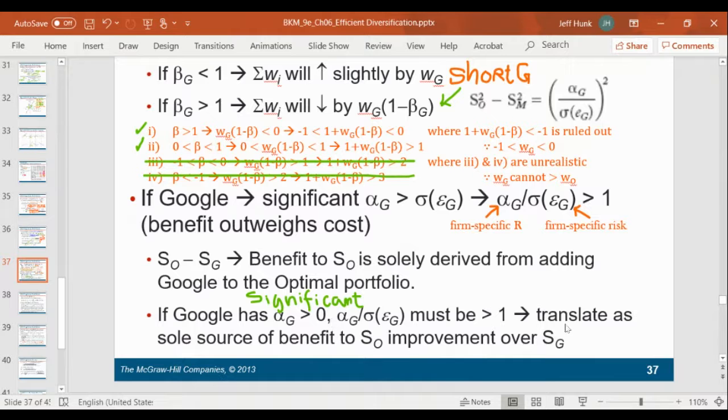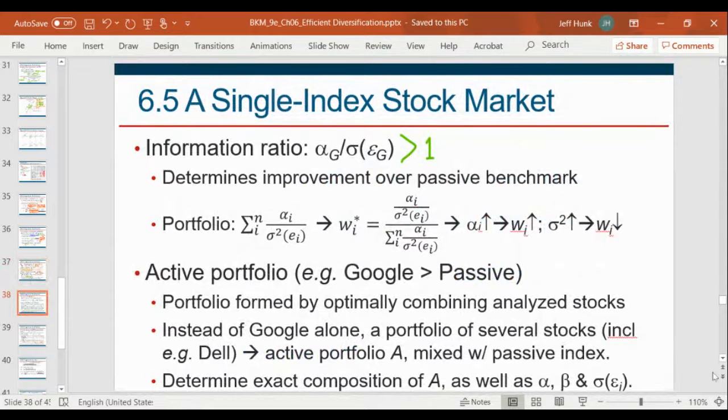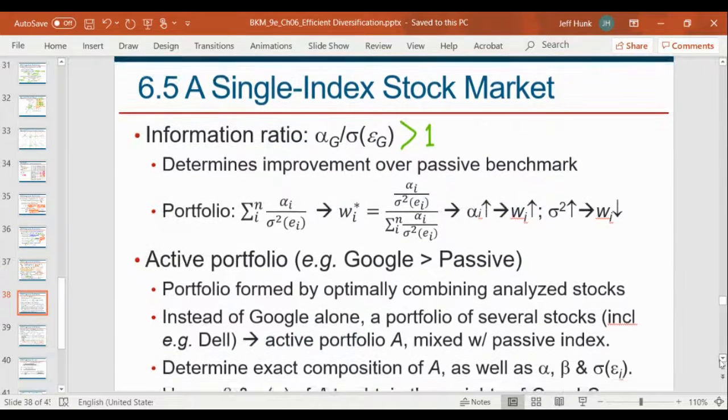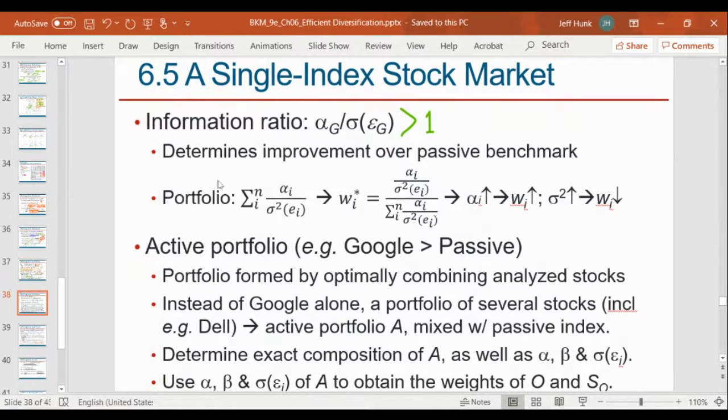Significantly positive. And then that translates as the sole source of benefit to the Sharpe ratio of the optimal risky portfolio improvement over the Sharpe ratio of Google. Okay, in other words, benefiting from adding Google, right? And this information ratio determines improvement over the passive benchmark.